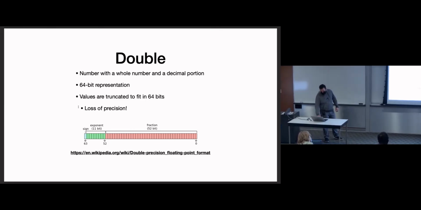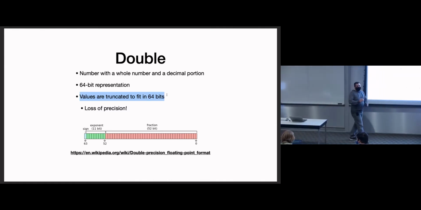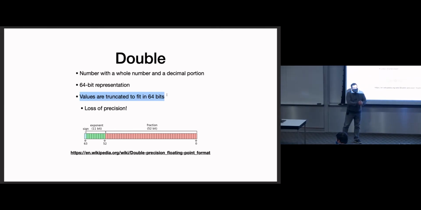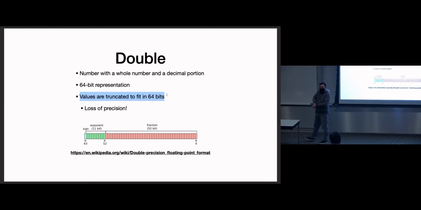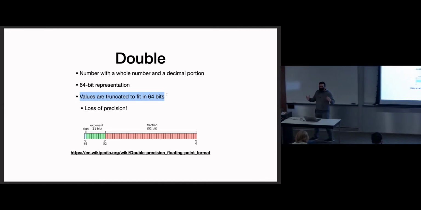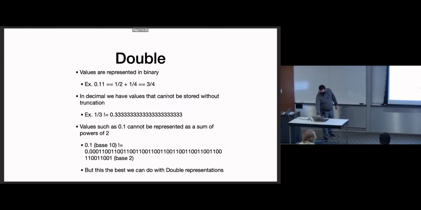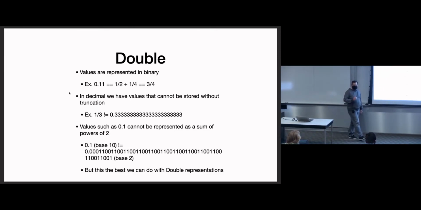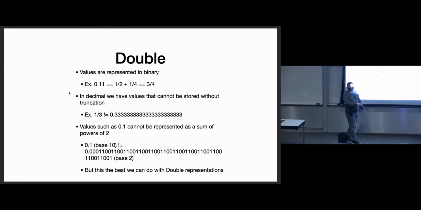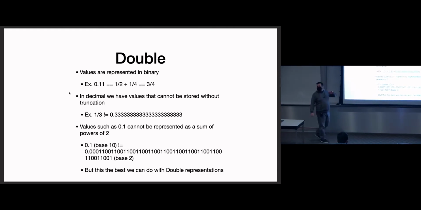But what we do have to worry about is that these are 64-bit representations. The important part about this being 64 bits is that 64 is less than infinity. This is a finite representation of a number, which means we are going to lose precision. When you're using a double, you won't necessarily have the exact value that you're trying to represent. And this is something we have to worry about in 116 extensively. I'll say this throughout the whole semester.